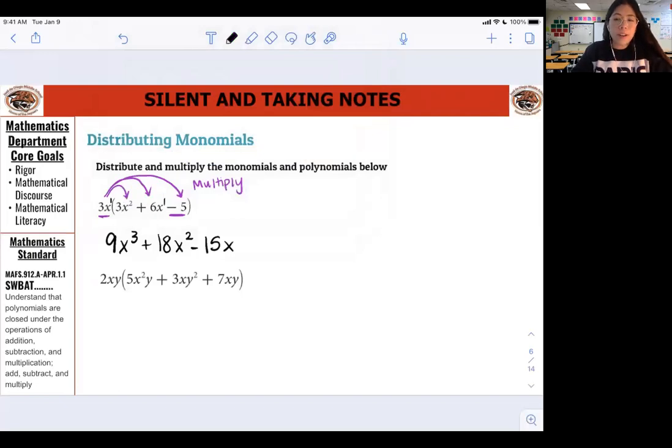But is there another x in there, or just one? How many x's are we multiplying? Just one. So the x doesn't have another partner to be multiplied by, so it just stays as an x. I'm not going to bring it to any power because it was already to the power of 1. Since I'm not multiplying it by anything, it stays as is.